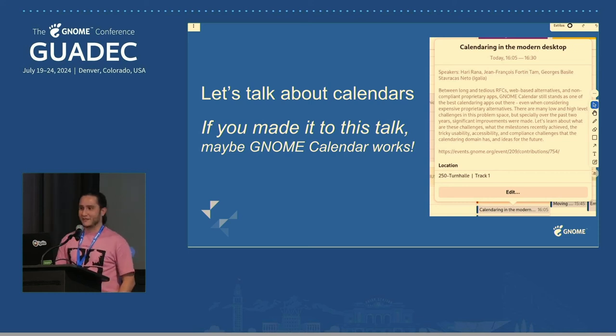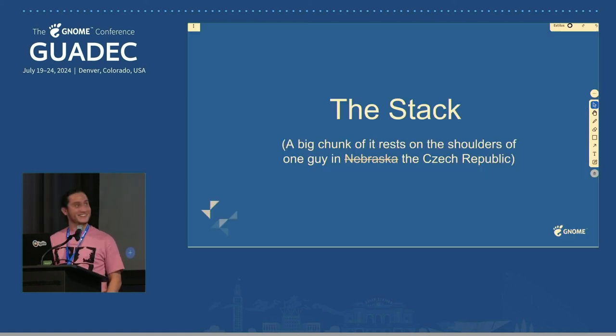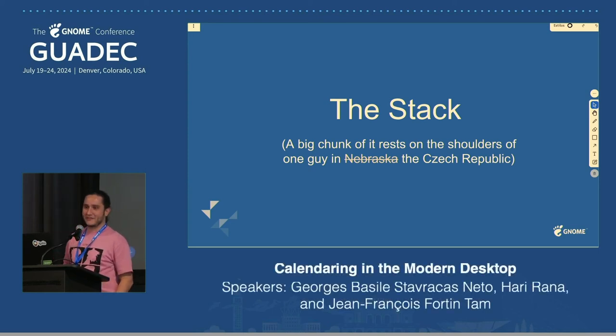So today we're going to be talking about calendaring. It's mostly about GNOME Calendar, but it's not strictly about GNOME Calendar. There are many interesting facts around calendaring that some people call it a curse, but I want to share with you because nothing better than sharing a curse with others, so everybody's cursed together. If I made it to this talk, then probably things worked well on the GNOME Calendar side. I'm going to give you all a very brief overview of how the whole thing is put together. And the side note is that it is all lurking on the shoulders of one guy in the Czech Republic, as things always happen.